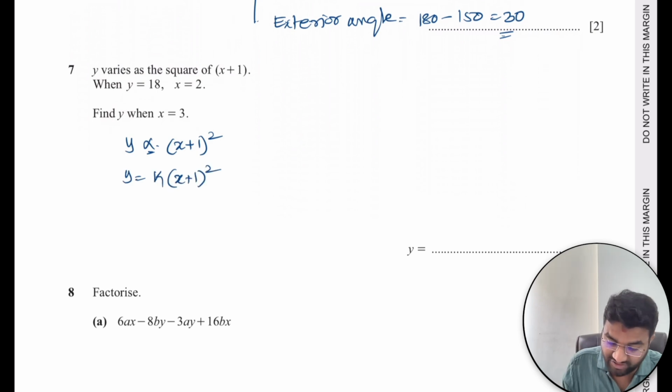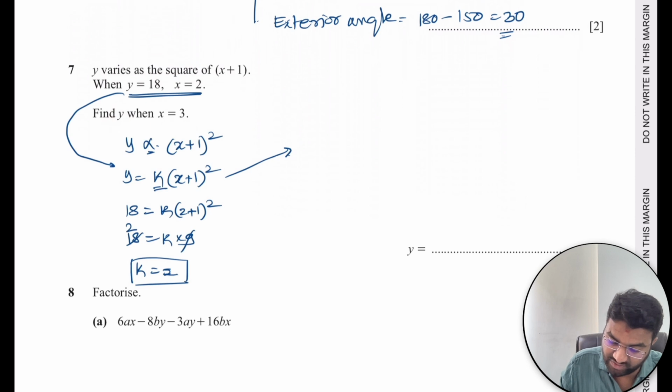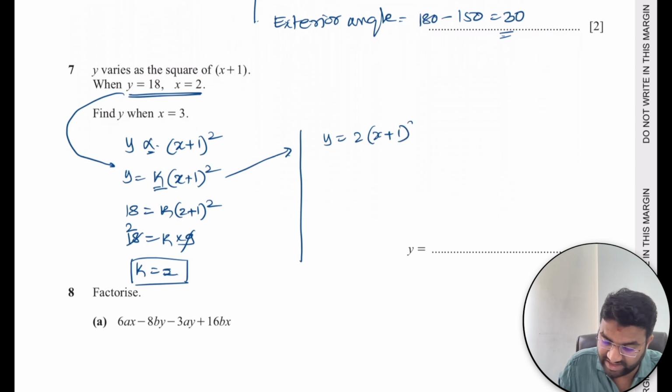Now find out the value of k by substituting these values. So y is equal to 18 is equal to k times (2 plus 1) squared. 2 plus 1 is basically 3. 3 squared is 9. So k times 9 is equal to 18, and we will get k is equal to 2. Getting it? So this is the k value. From this, we will get the equation that is y is equal to 2 times (x plus 1) squared. Now, we have to find out y when x is equal to 3.